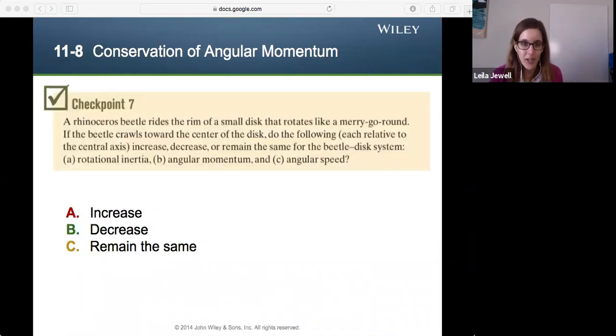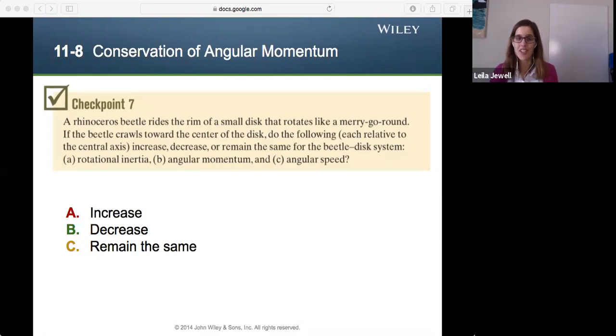Checkpoint here. A rhinoceros beetle rides the rim of a small disc that rotates like a merry-go-round. If the beetle crawls toward the center of the disc, do the following, each relative to the central axis: increase, decrease, or remain the same for the beetle disc system. A, rotational inertia, B, angular momentum, C, angular speed. What changes? What stays the same, if anything? Think this through. Go ahead and hit pause now. Come up with some answers here.